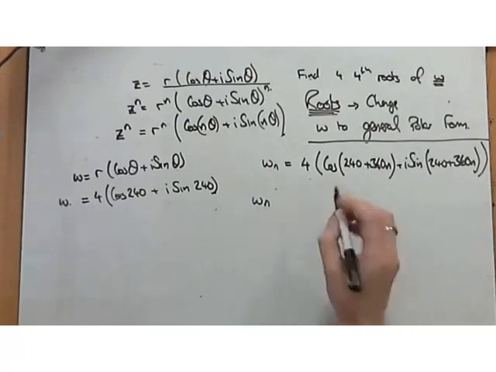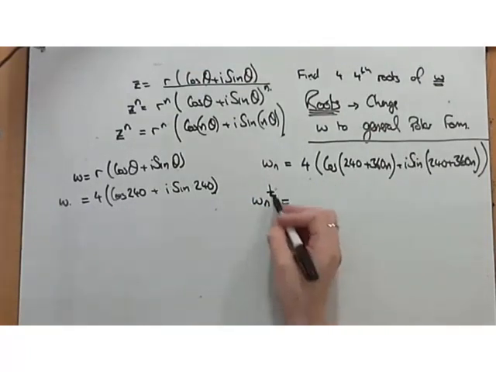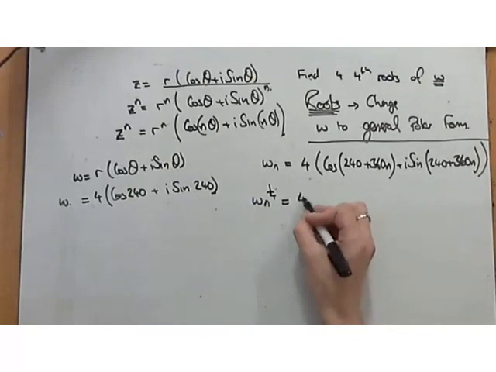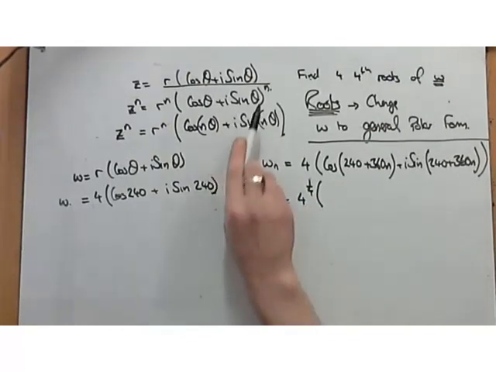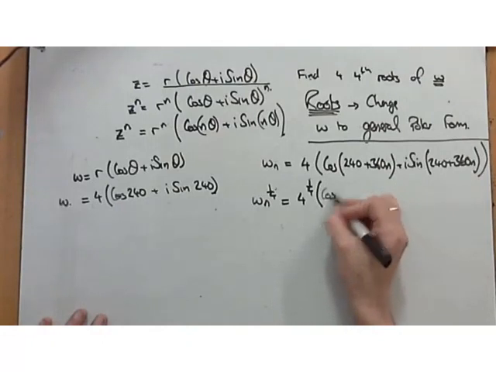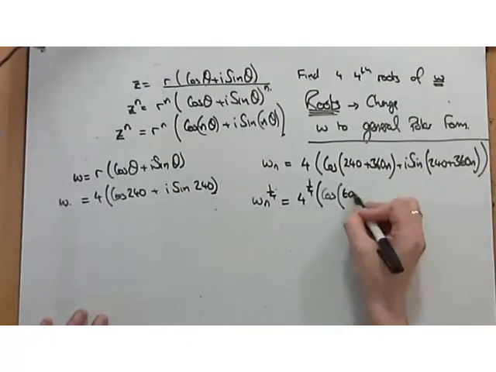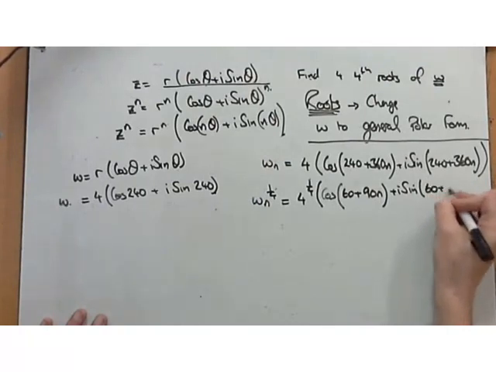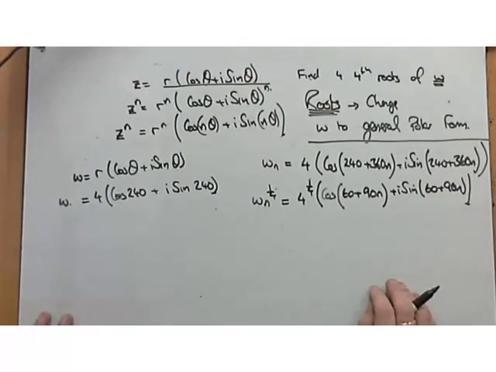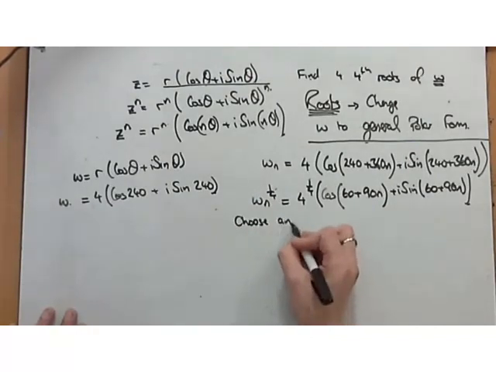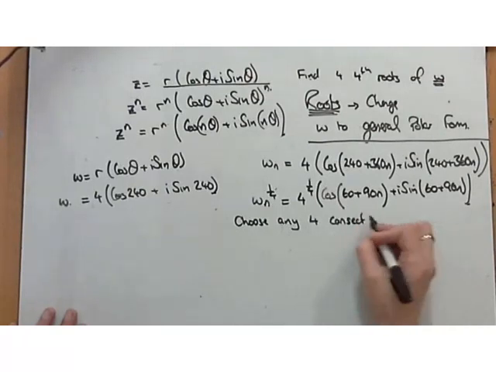Now I'm going to get Wn to the power of a quarter. They're the fourth roots of W. Whatever n is here, it goes with the modulus, so it's 4 to the quarter. And then you multiply your number in by the argument. So this is the cos of, when you get a quarter down, 60 plus 90n, plus i times the sine of 60 plus 90n. And then what you need to do to get the answer is choose any 4 consecutive n's.